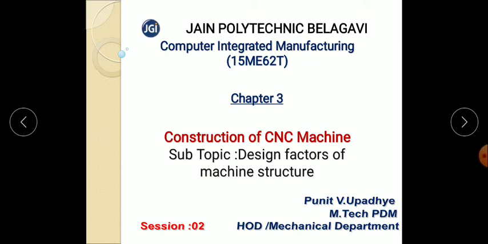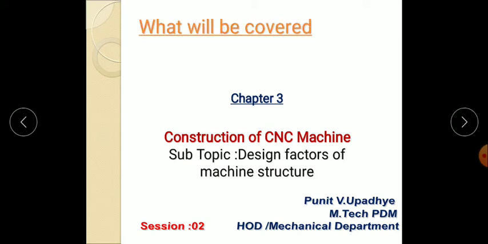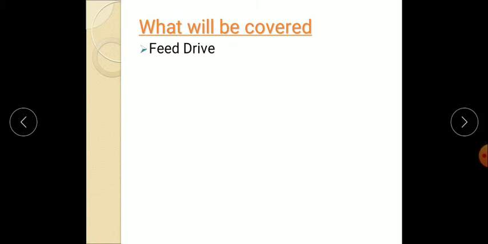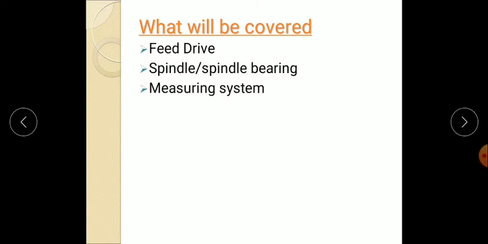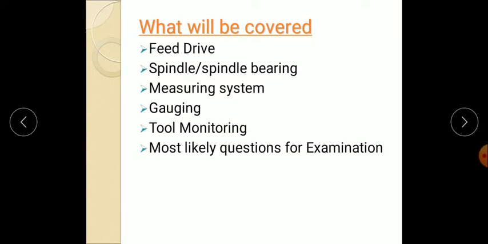In previous session, that is session 1, we have studied what is a CNC, what are the basic design factors involved in designing the machine structure of a CNC machine. In that we have studied what is the static load, the dynamic load, the thermal load and different types of guideways. So in this session, that is in session 2, we are going to study what is a feed drive, the spindle bearing, the measuring system, the gauging, the tool monitoring and most likely questions for the examination.